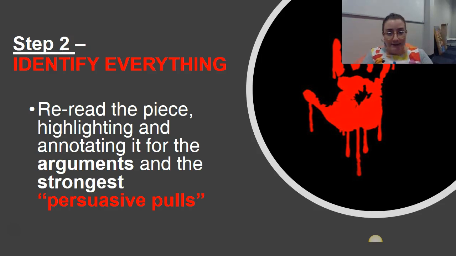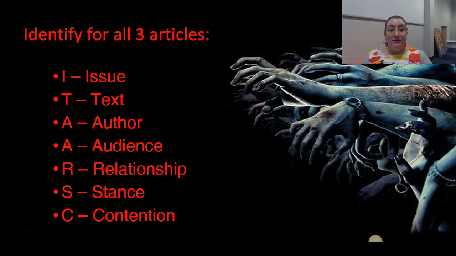So you've read it once. Now what you need to do is reread it, looking for arguments, looking for tone shifts, looking for the strongest persuasive pulls. You're looking for all of that kind of stuff. Definitely looking for your I task as well. So issue, text, author, audience, relationship, stance, and contention.